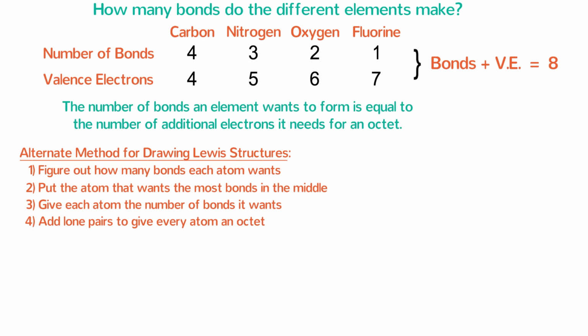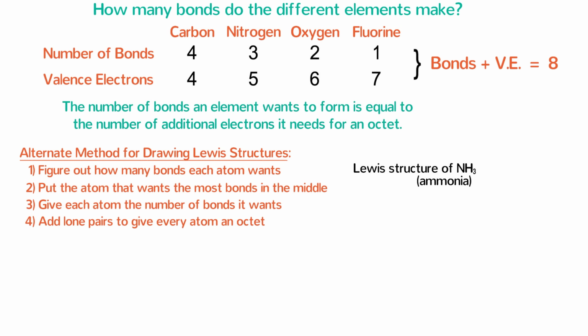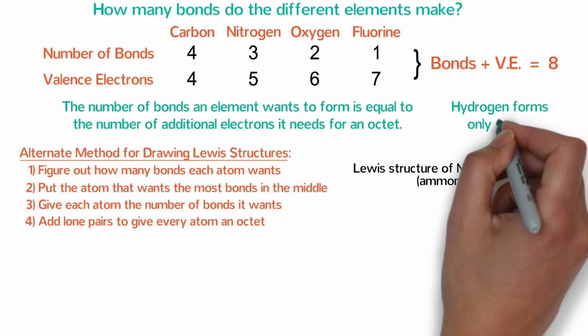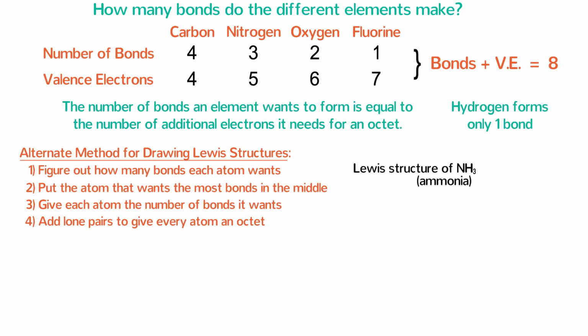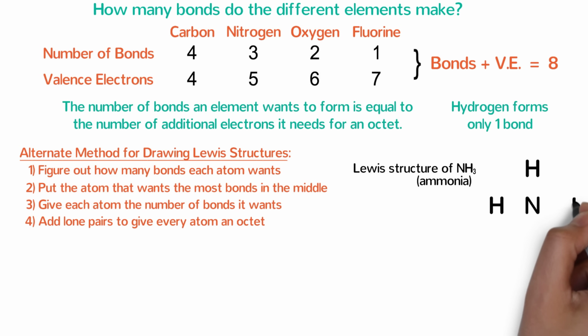Let's see how this works for something simple, like ammonia, that is, NH3. We have already seen that nitrogen wants 3 bonds, but what about hydrogen? Hydrogen has 1 valence electron, and it wants to be like helium with 2 valence electrons, so it only wants to get 1 more electron. Therefore, hydrogen forms only 1 bond. That means that nitrogen is going to be in the middle, surrounded by the 3 hydrogens.